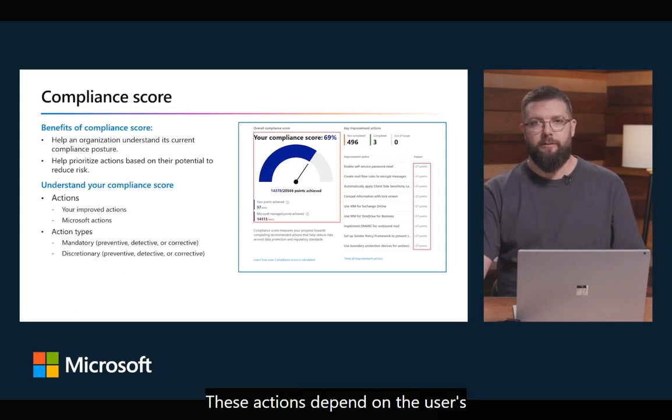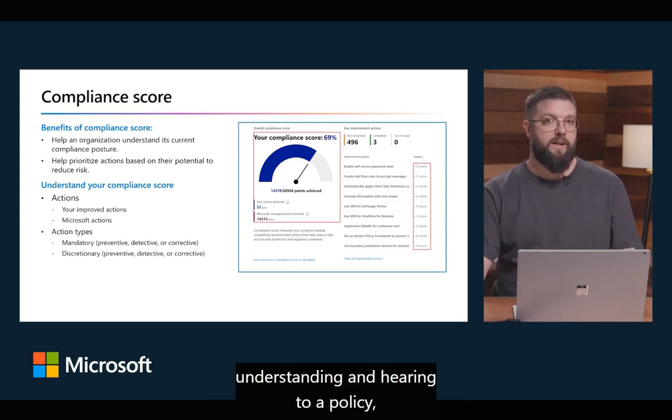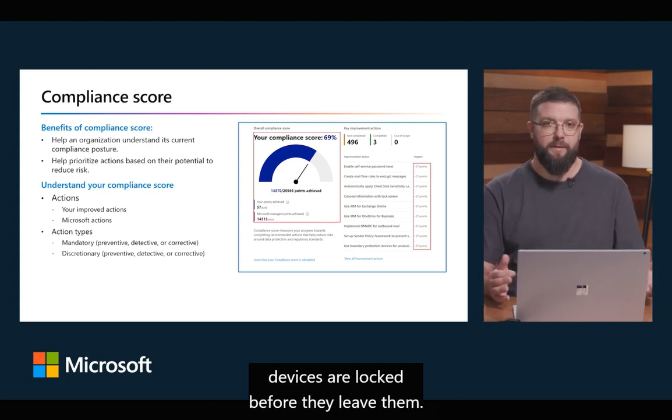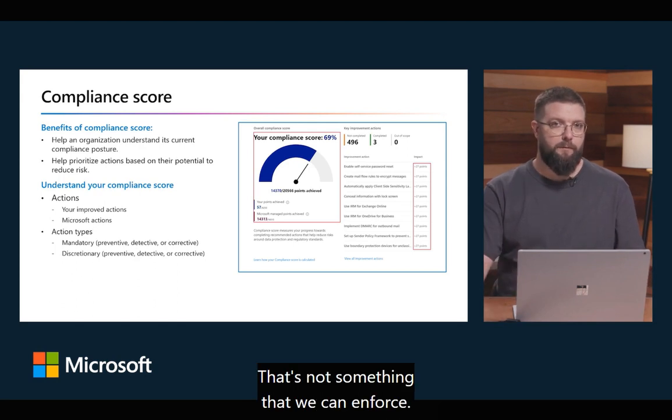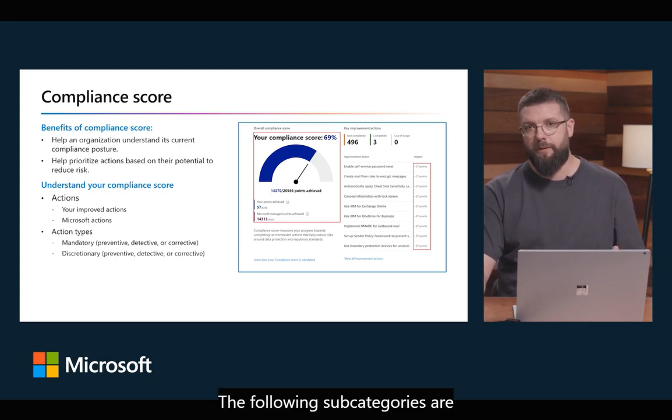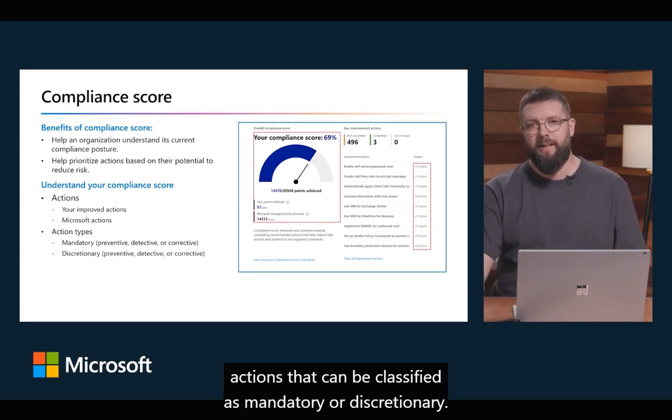Discretionary, these actions depend on the user's understanding and adhering to a policy. For example, a policy where users are required to ensure their devices are locked before they leave them. So that's not something that we can enforce. However, it's something that is discretionary. So the following subcategories are actions that can be classified as mandatory or discretionary.